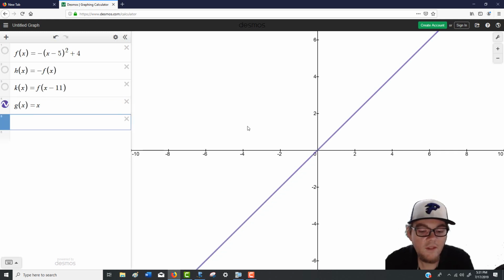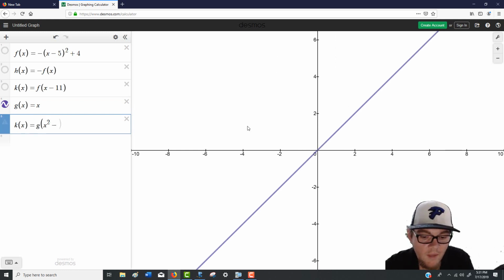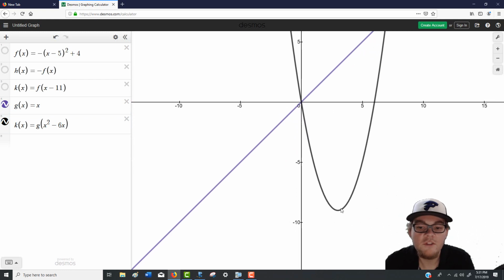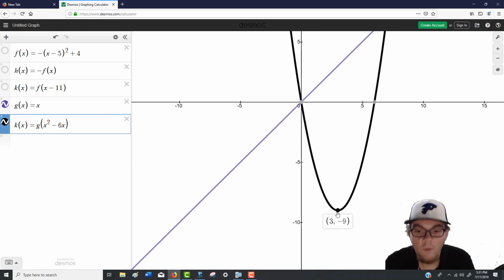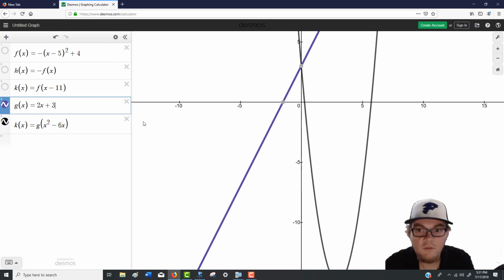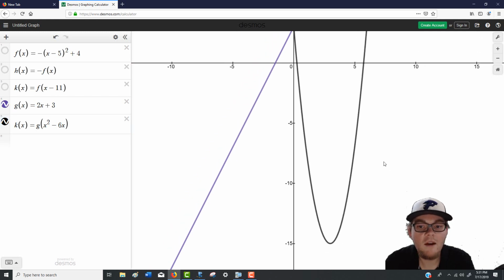So with that in mind, the question we asked was about where k of x, which was equal to g of x squared minus 6x, was increasing itself. And looking at our picture, we can see very clearly that g is increasing when x is greater than 3. And again, it didn't matter what he chose. If he chose any function that was always increasing, he could choose 2x plus 3. Notice once again, it's always increasing. It doesn't matter. Or it's always increasing for x greater than 3.